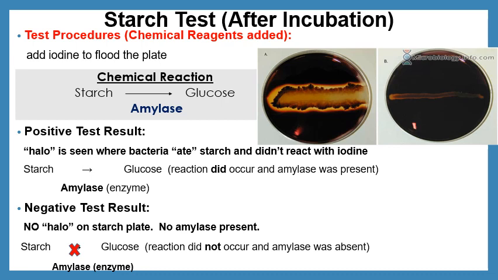As you can see by the picture letter A on the left, if amylase is present, a halo will be seen around the growth. The halo indicates the iodine is not reacting with the starch because the starch is absent. The starch is absent because the bacteria contained amylase and was able to eat the sugar, in this case starch, and therefore the starch is gone. In letter B, the negative result, there is no halo because starch is still present and amylase is absent.